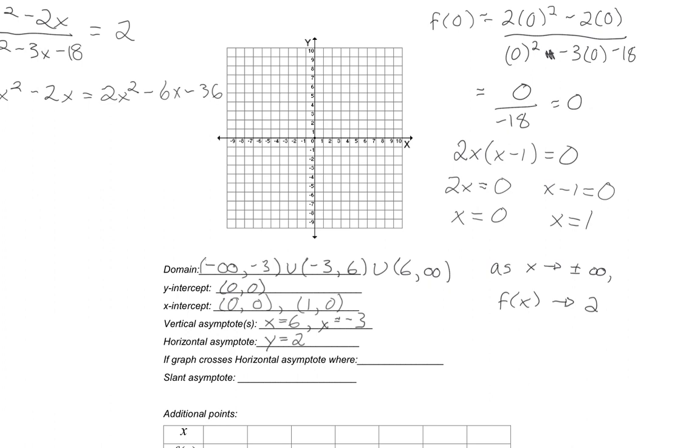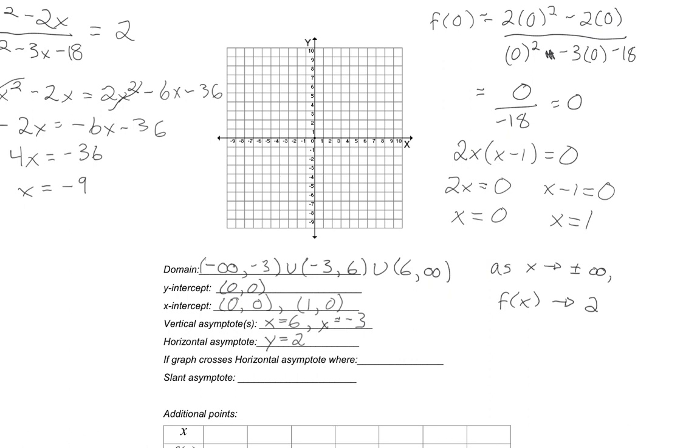First thing I see is that we can subtract 2x squared from both sides. That's actually going to cancel it out because it's already on both sides. So after doing so, we have negative 2x equals negative 6x minus 36. Next, I'm going to add 6x to both sides, and I'll get 4x equals negative 36. Dividing both sides by 4, I end up with x equals negative 9.